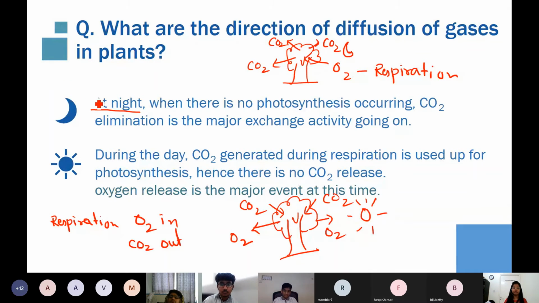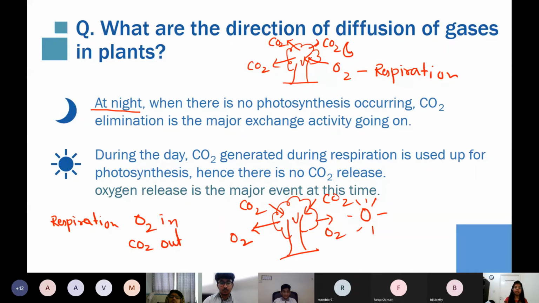So that's the thing I have written here. At night, when there is no photosynthesis, carbon dioxide elimination is the major exchange activity going on. Carbon dioxide going out means oxygen is entering. And during the day, carbon dioxide generated during respiration is used up for photosynthesis, and hence there is no carbon dioxide release. Oxygen release is the major event at this time.